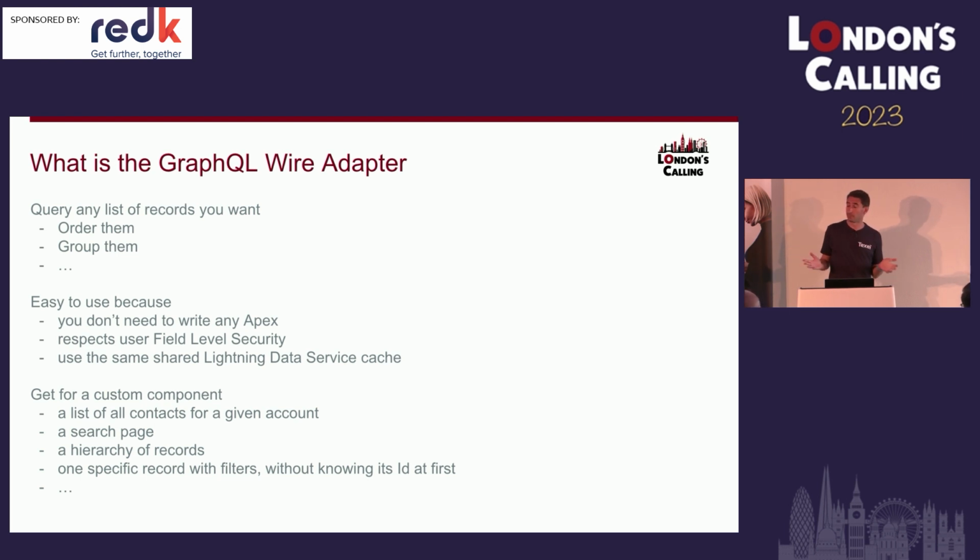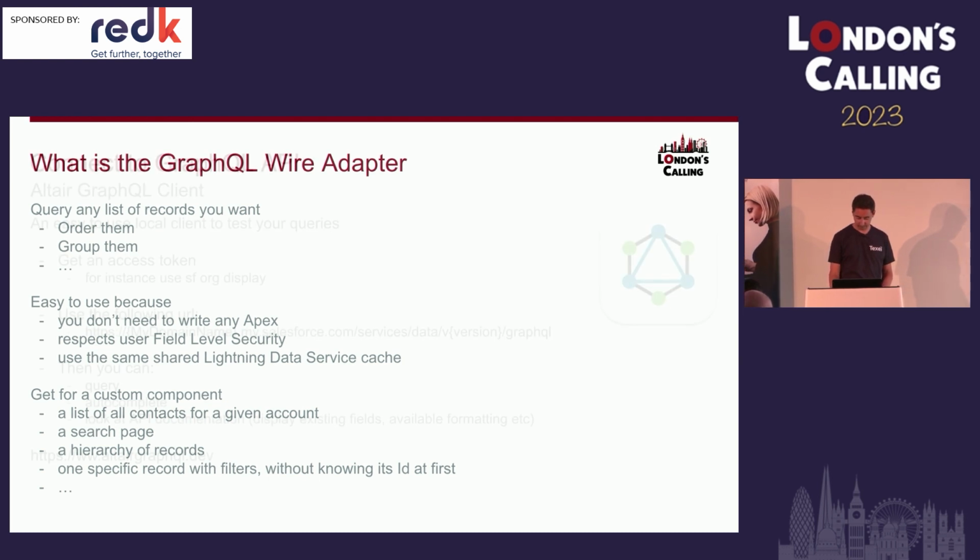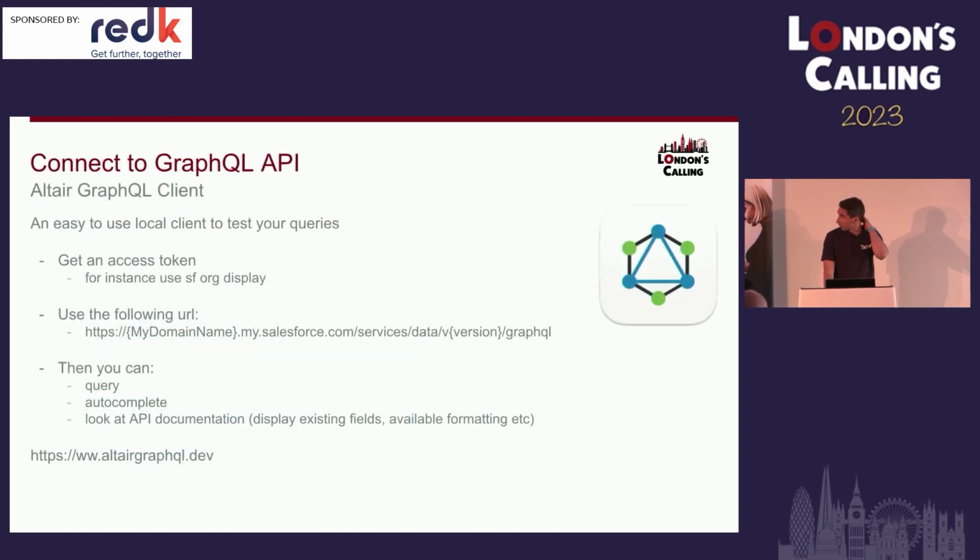And I think the best thing about this is that it's using the same shared cache as all the other adapters, so Lightning Data Service. Meaning that if you are getting like 100 records and some of the values are changing somewhere else in Salesforce, it will be reflected automatically without you having to refresh or call your Apex class again or whatever. So it's working out of the box, and that's pretty exciting. So I will do a quick demo just after.